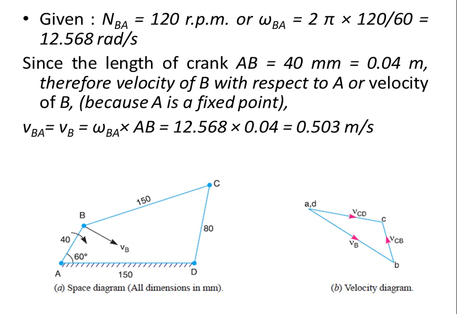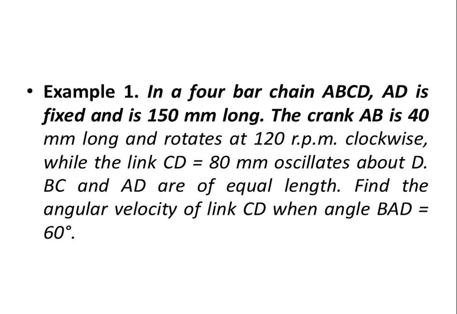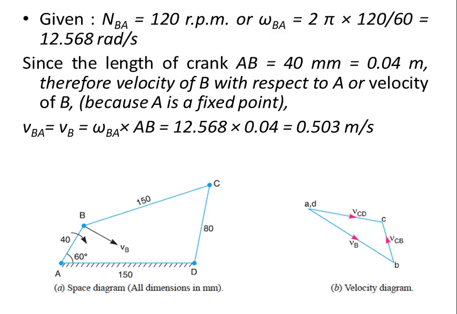So from that speed you can calculate omega. Omega is equal to 2 pi N by 60. So 2 pi into 120 divided by 60, you get 12.568 radians per second. Then the dimension is given for CD, and BC and AD are of equal length. So you have to find out the angular velocity of link CD. AB is given, you have to find out the velocity for CD. So this is the question, and then you have to draw the space diagram first.